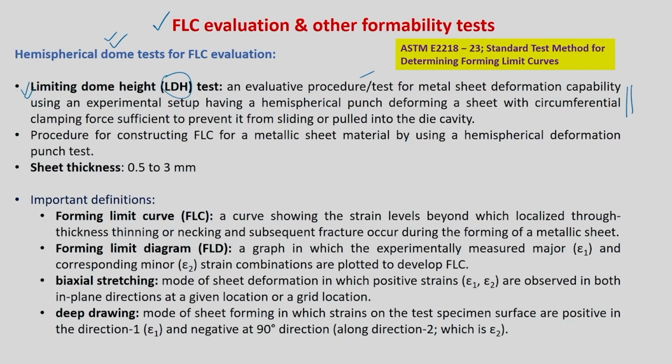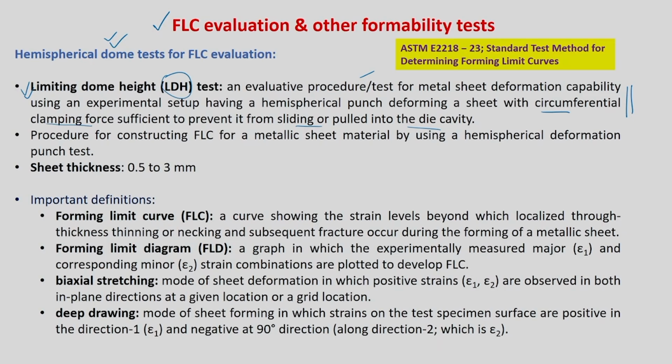Okay, so one important issue here is the sheet generally should not slide inside. So the sheet has to actually stretch below the punch. That is the main thing here. That's why we mentioned that the circumferential clamping force, or blank holding force, you can say, should be sufficient to prevent the sheet from sliding or being pulled into the die cavity. It should not draw in, it should not be pulled in. So it has to be clamped tightly like that.